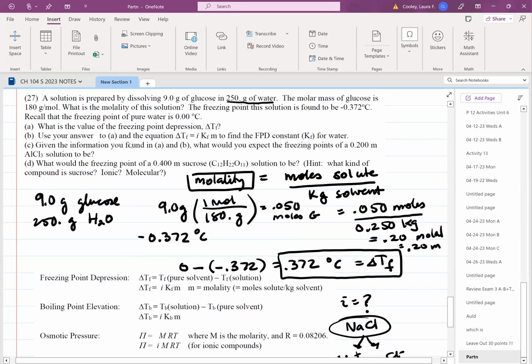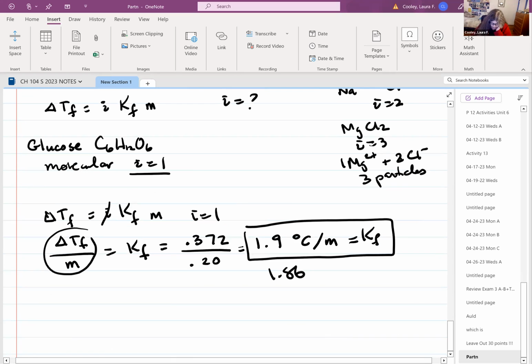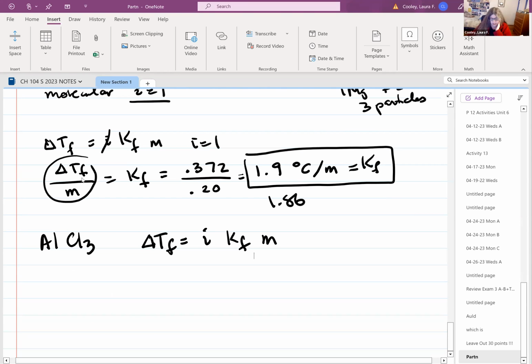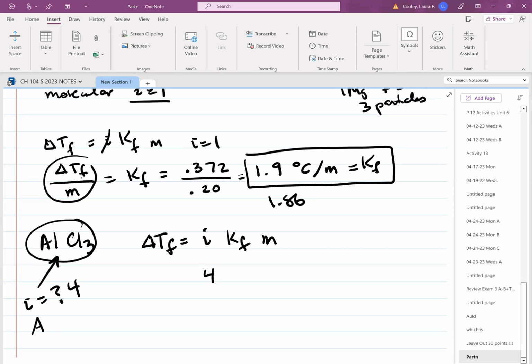Yes, it's fine. Okay, so given the fact that now we know what the K is, what would you expect the freezing point of a 0.2 molal solution of aluminum chloride to be? Okay, so if we think about AlCl3, we know delta TF is going to be iKFm. But now what is i here? How many particles do you get from one? Four, because you had Al 3+ and then 3 Cl minuses.